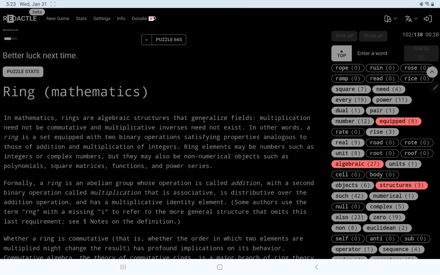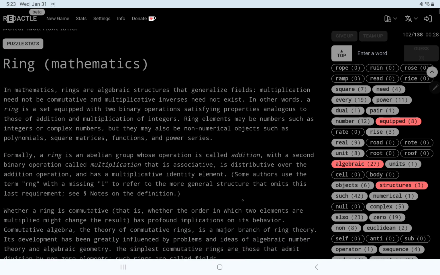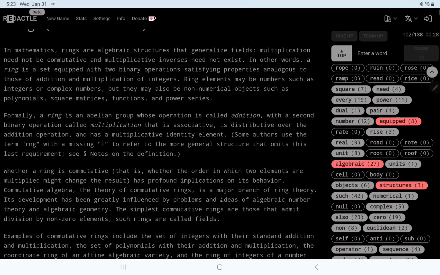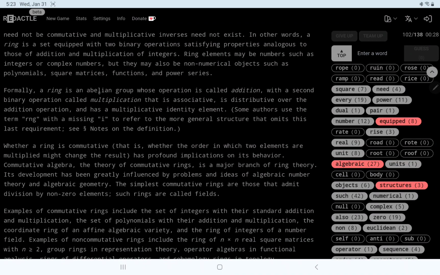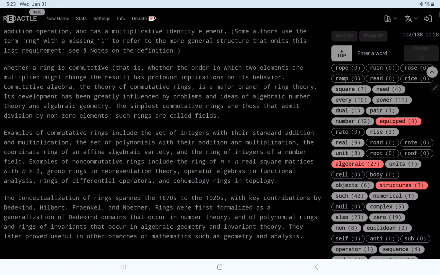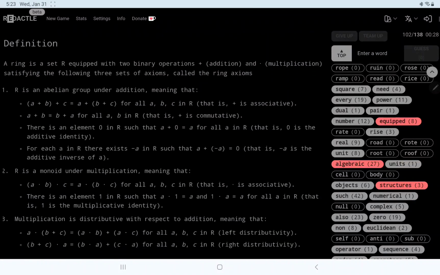So yeah, maybe I should have kept on with my R words. Rings are algebraic structures that generalize fields. Multiplication need not be commutative. Multiplication need not exist. In other words, a ring is a set with 2 binary operations. Blah, blah, blah. No, I don't think I've ever heard of a ring, an abelian group. Don't know that. Whether a ring is commutative, definition.